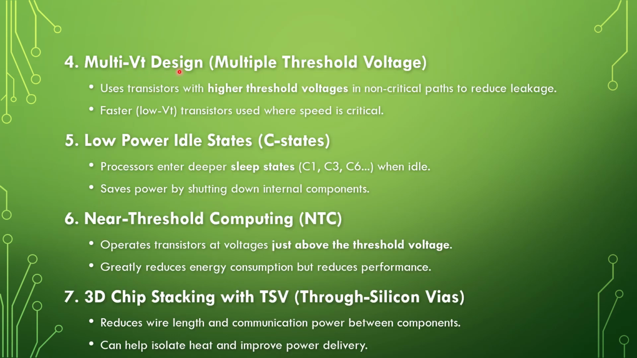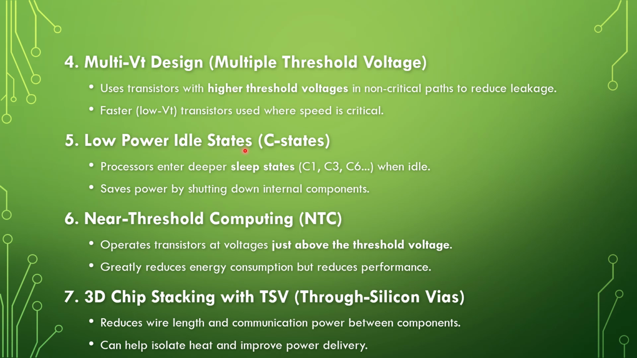Next is multiple threshold voltage. Design transistors with higher threshold voltage in certain non-critical paths in order to reduce leakage. So here we are developing different transistors with different threshold voltages. Based on the requirement, certain transistors will be on and certain will be off. Ultimately, inactive components will be off, the power consumption reduces, and the speed increases.